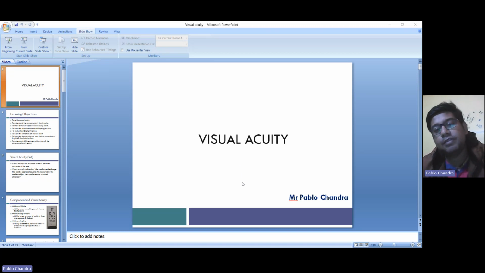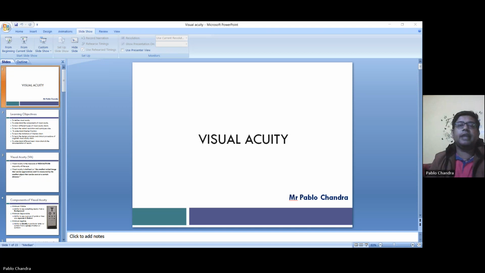And this angle will be used by the patient to understand the letter which is over there. So visual angle is defined as the angle subtended by an object at the nodal point of the eye. So this angle is normally known as visual angle.